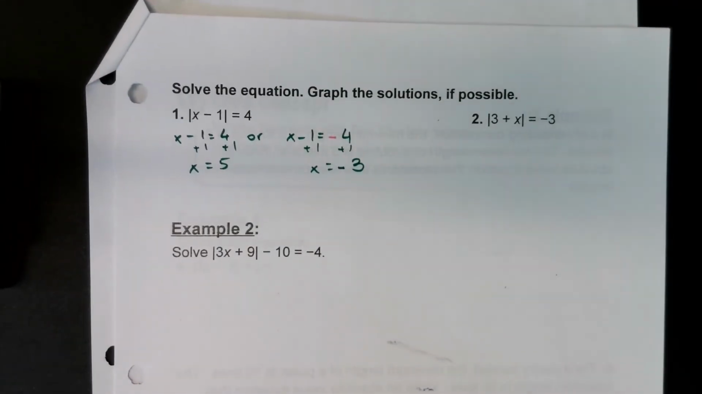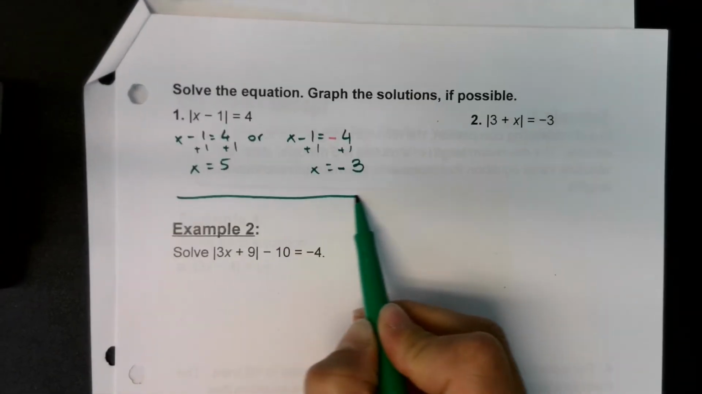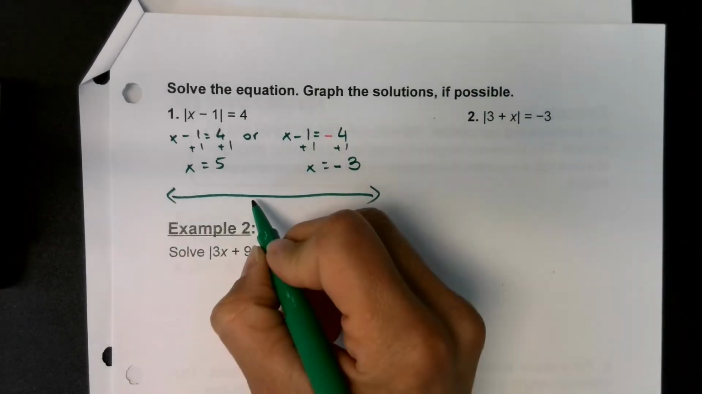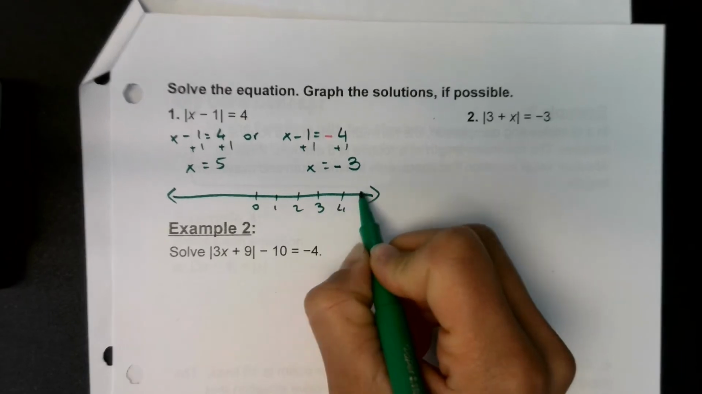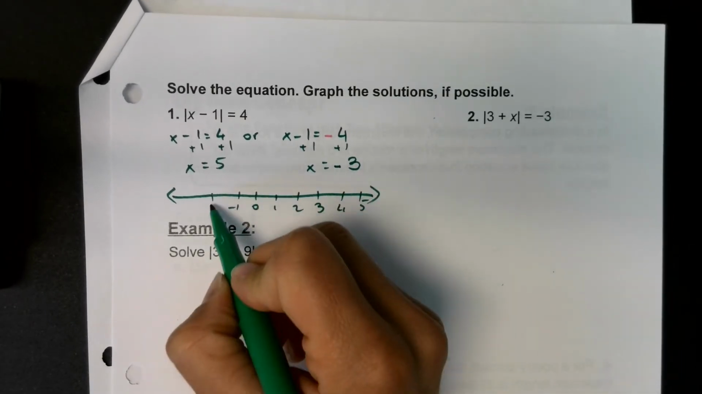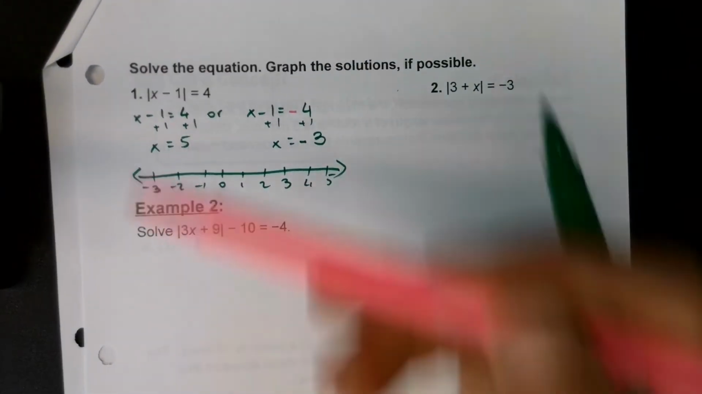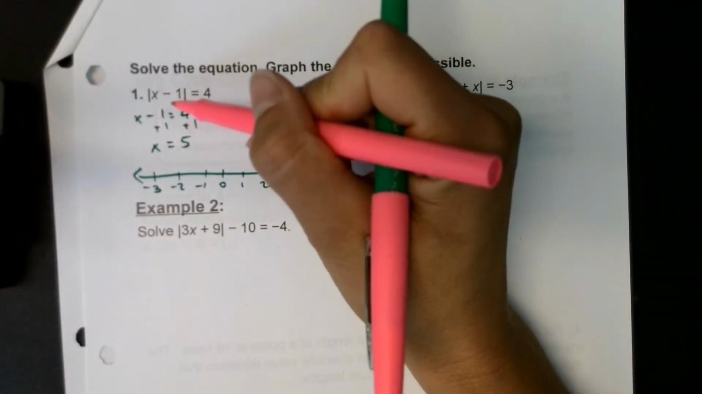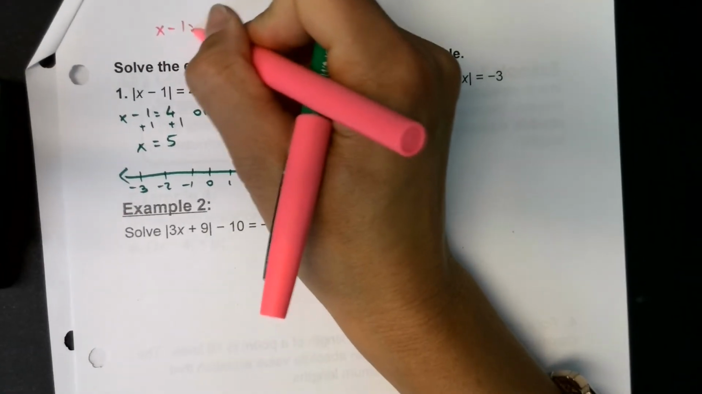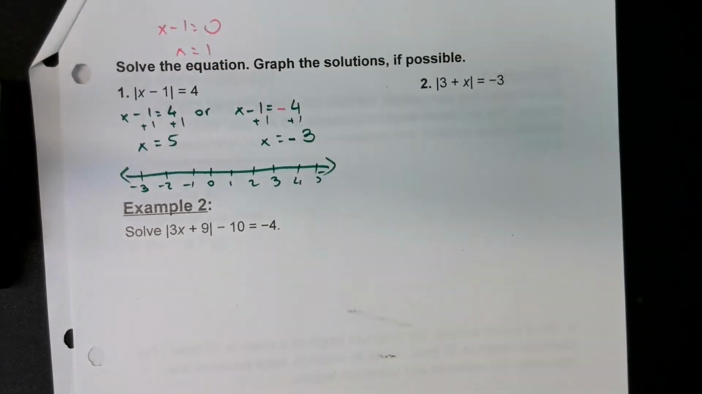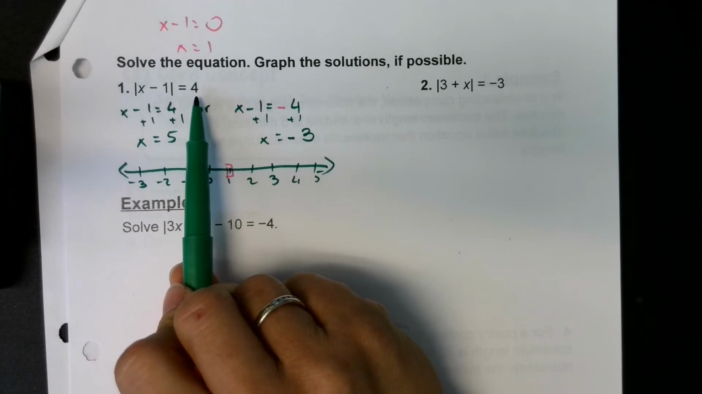So I have 5 and a negative 3. Make sure you graph it as well. So I will go by 0, 1, 2, 3, 4, 5, negative 1, negative 2, negative 3. So our starting point is opposite of what's inside of the absolute value, or you can set this as x minus 1 equals 0, and then you'll know that it is 1. Okay, and you should be moving 4 units to the right and 4 to the left.